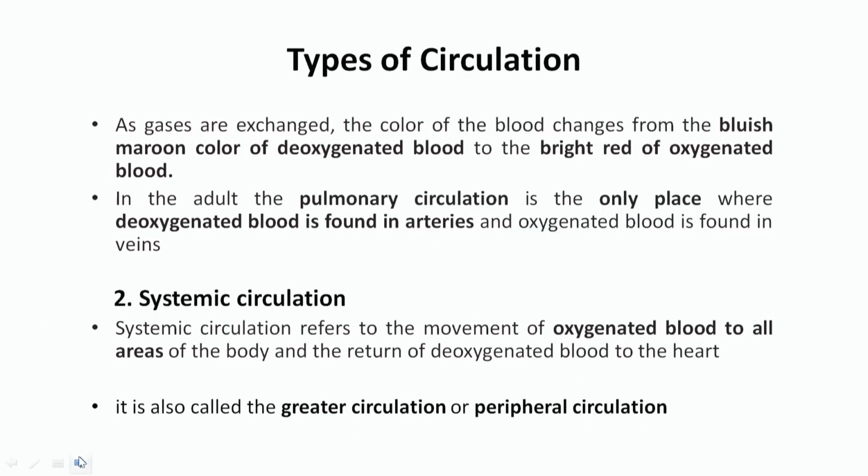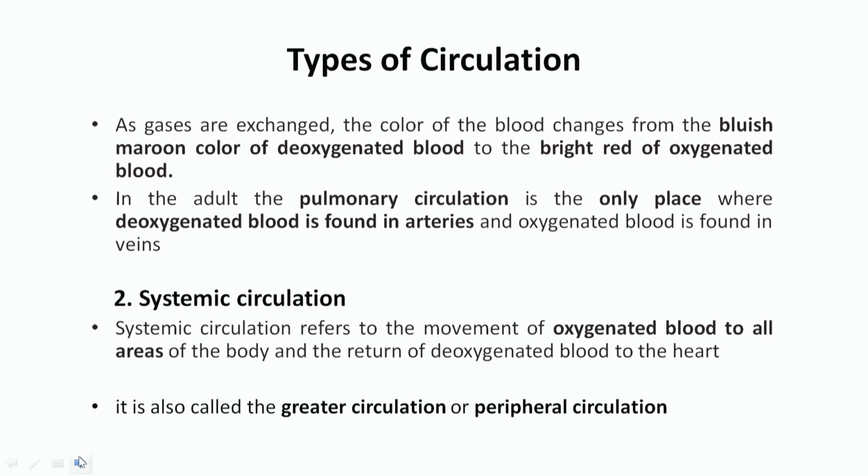As the gases are exchanged, the color of the blood changes from the bluish maroon color of deoxygenated blood to the bright red color of the oxygenated blood. In the adult, pulmonary circulation is the only place where deoxygenated blood is found in the arteries and oxygenated blood is found in the veins. So this is the exceptional case, only found in the pulmonary circulation.